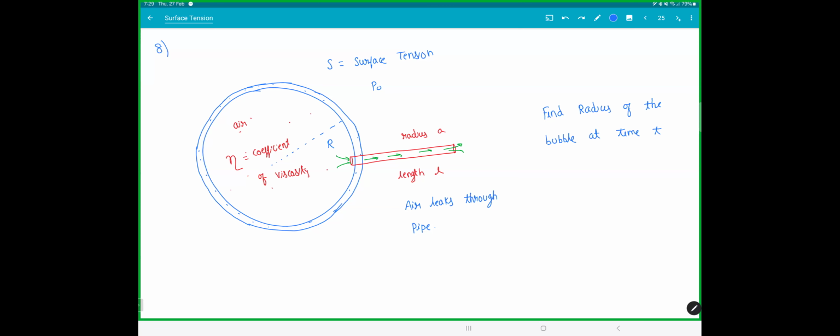It will come out as 1/4. You goofed up. Delta P is the difference in pressure.